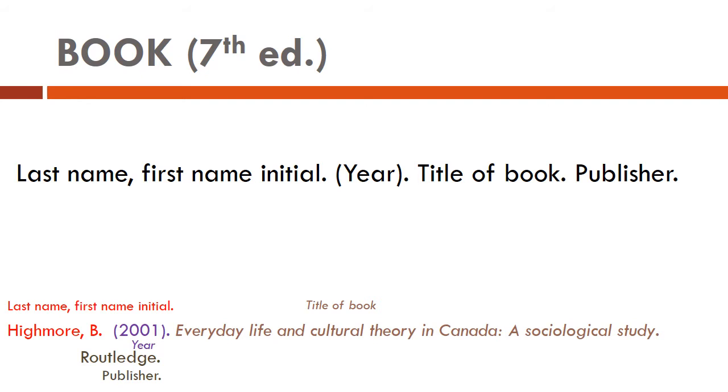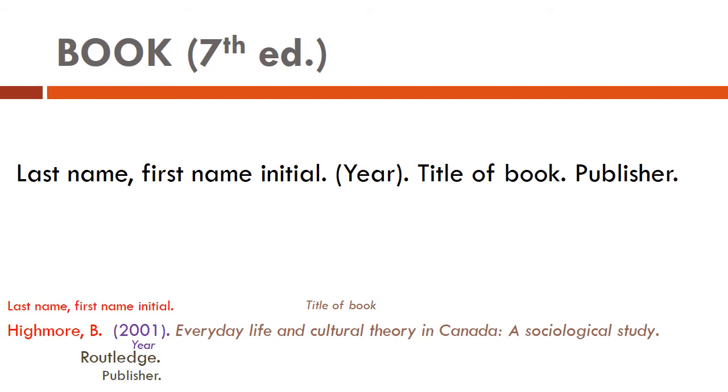So if you look at the bottom, there's an example. We have the author's last name, comma, the first name initial, Highmore, comma, B. We have the year of publication in parentheses, 2001, period. We have the title of the book, Everyday Life and Cultural Theory in Canada, a Sociological Study, period.